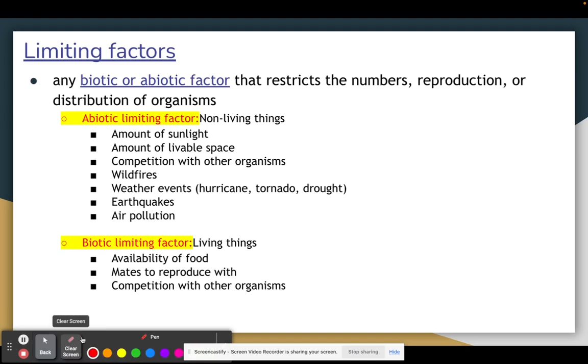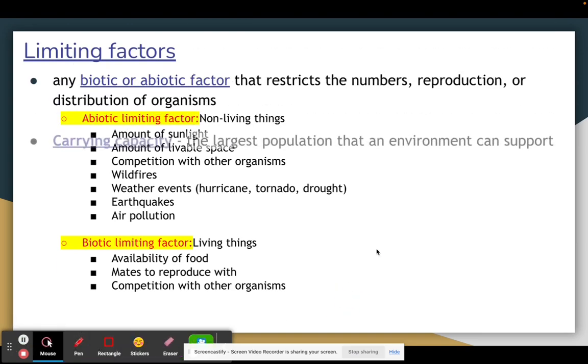So the one thing you may notice here is that the competition with other organisms falls underneath both the abiotic and the biotic limiting factors. It depends on what the organisms are competing for, and that is going to determine if it's an abiotic or a biotic limiting factor.